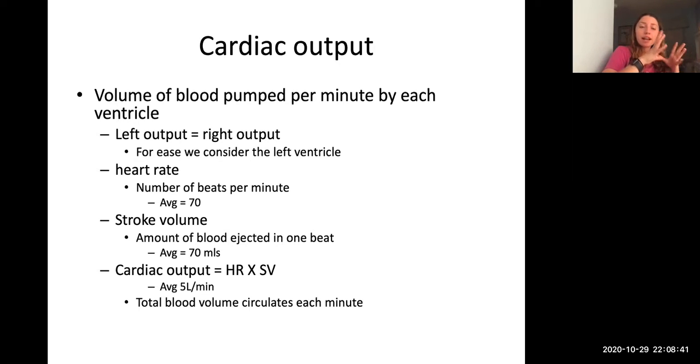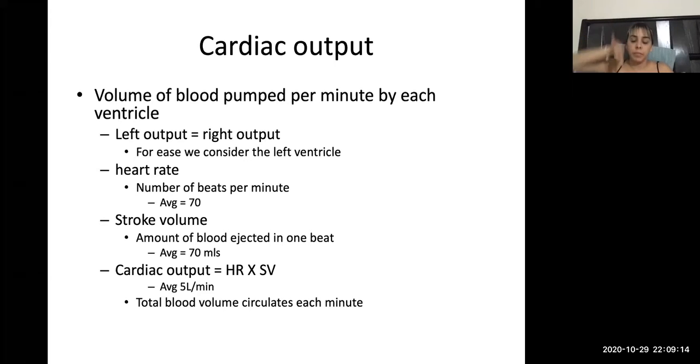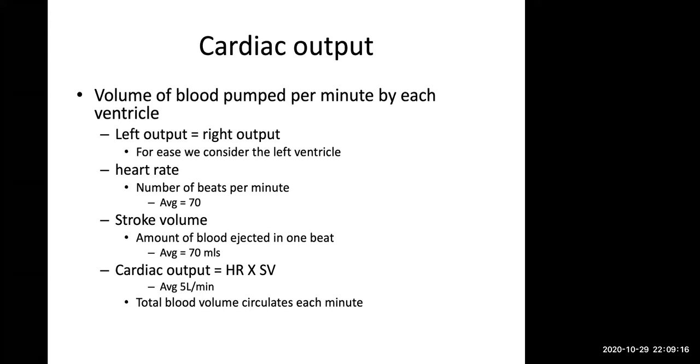But how you get the cardiac output is heart rate times stroke volume. So she says it's 5 liters, but she also said it's technically 4.9 liters, because if you do 7 times 7, 49. So that's how you get the cardiac output. And stroke volume, what is stroke volume?